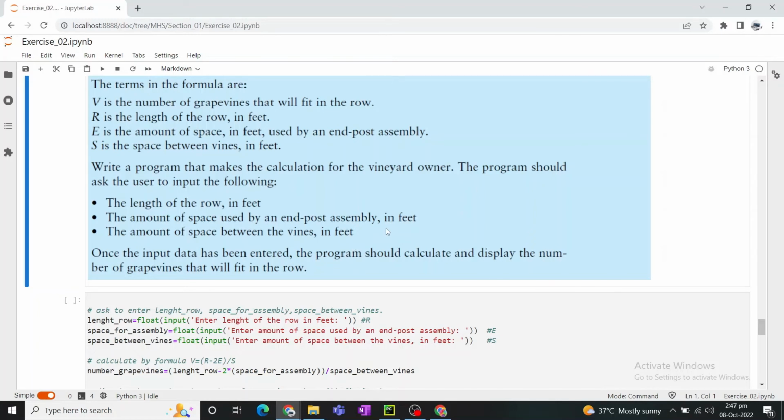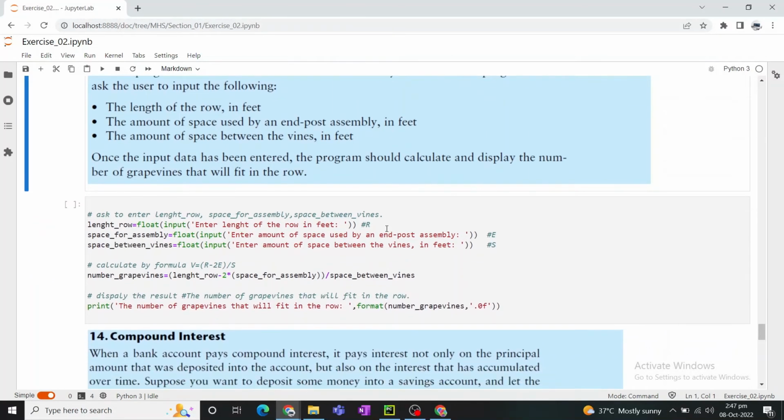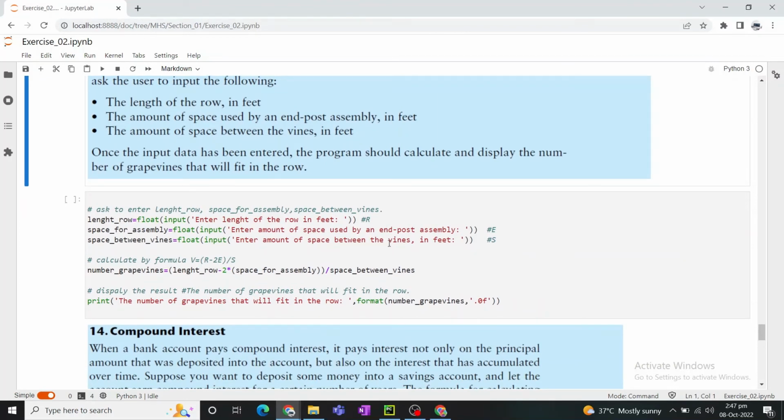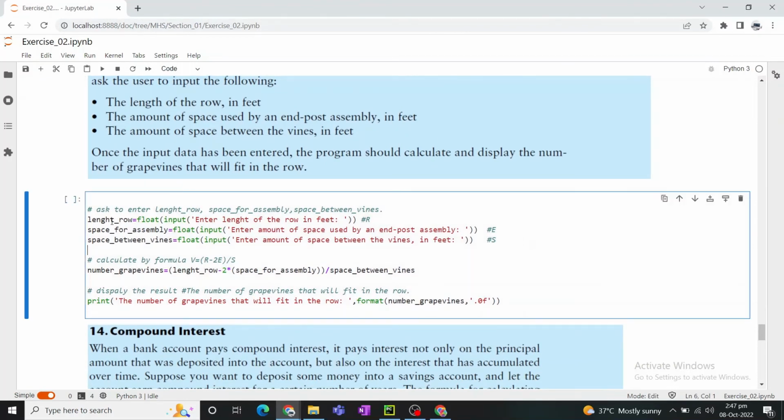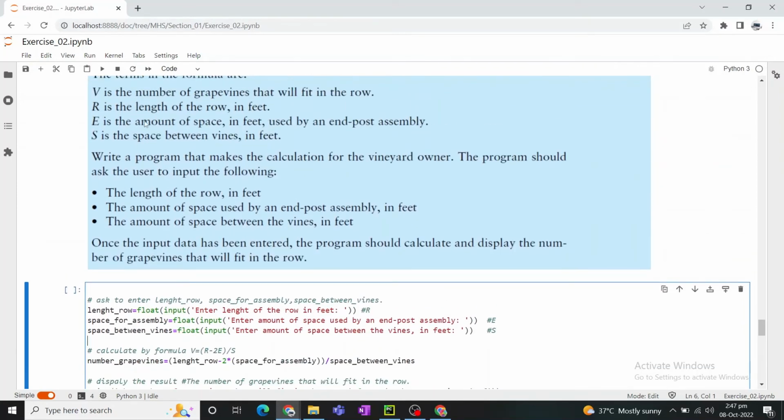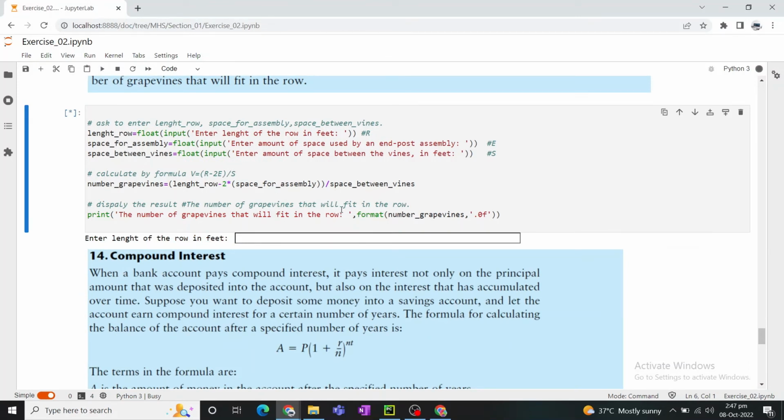So there are three required inputs in this program. Once the input data has been entered, the program should calculate and display the number of grapevines that will fit in the row. Okay, perfect. So, enter the length of the row in feet, that is R. So R is the length of the row in feet. Okay, so let's run this program and see.